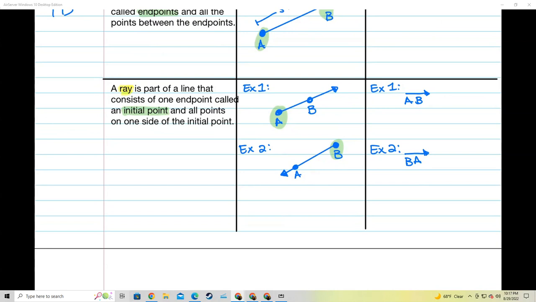So we're going to go ahead and jot down a little note right here. Always write the initial point first.